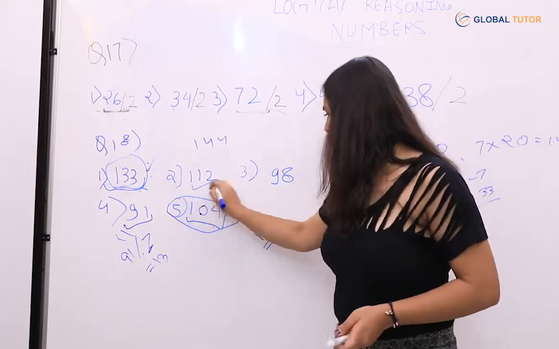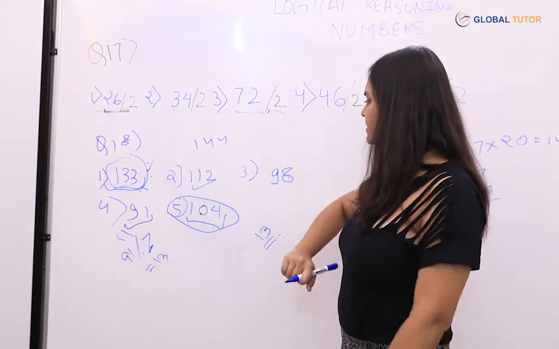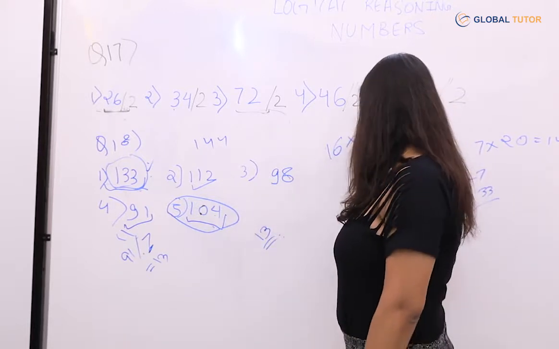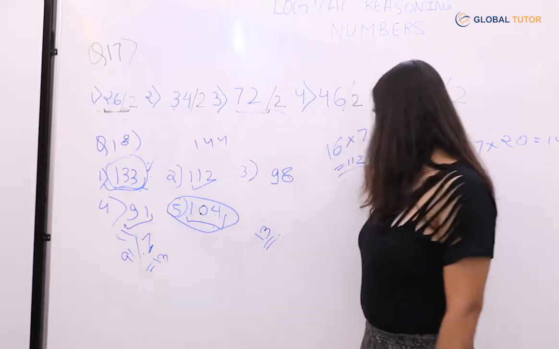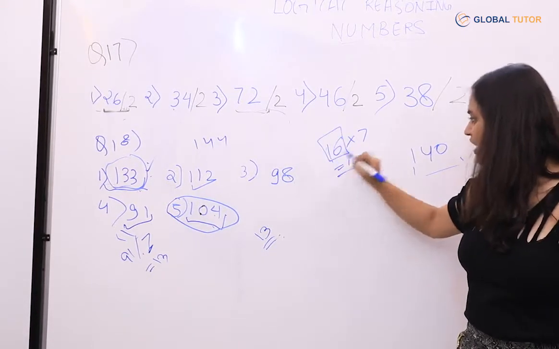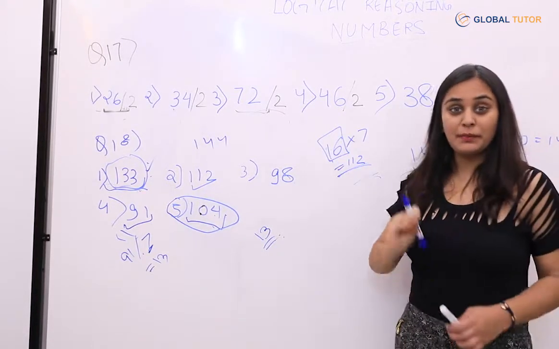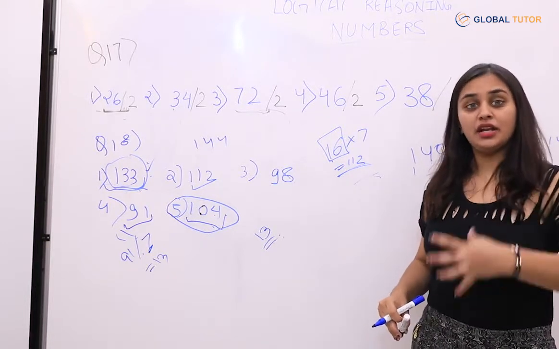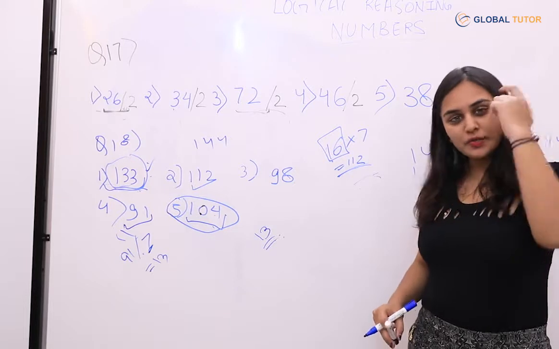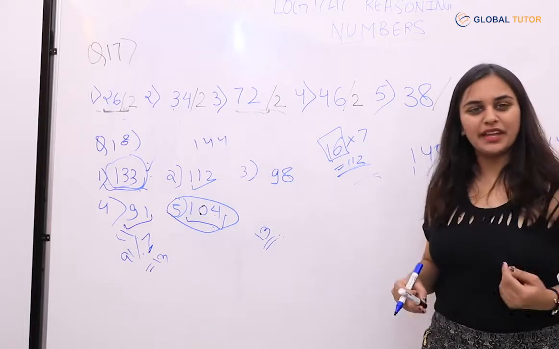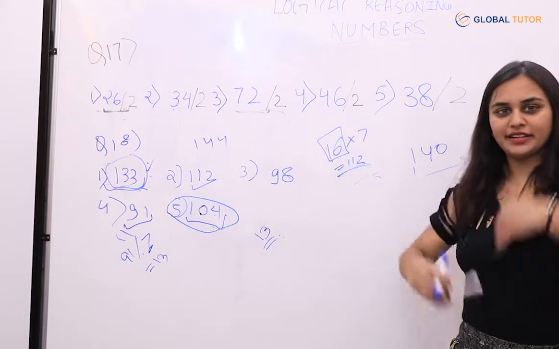Great. 112. Is it divisible by 7? Of course it is. How? 16 sevens are 112. We have been taught that. So this is why I also mentioned how important it is to remember tables. At least tables from 1 to 20 you should have learned by heart. They should be in your brain the moment anyone says 16 sevens are 112. It should be there. Like 16 eights are 128.